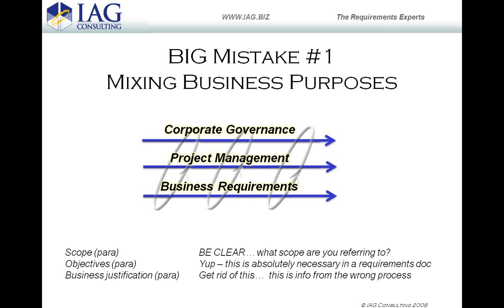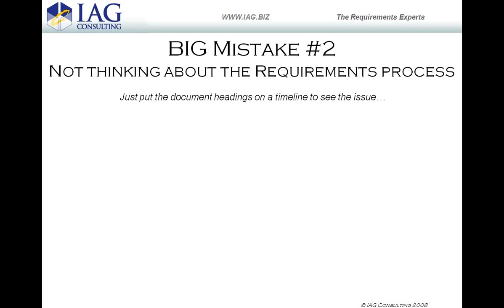The business justification, get rid of it. This is the wrong information and from the wrong process. And so you don't need to have one document trying to cover off all angles on every aspect of a project. Pull it out. Put it into its own business casing process or something like that. It's a completely different process.